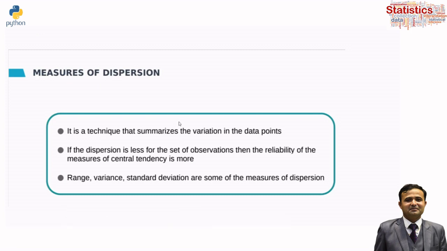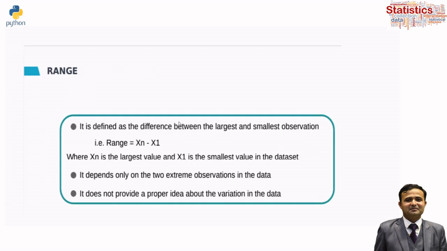So when the dispersion is less across the set of observations, the reliability of the measure is affected. Obviously, when there are many values less than the observation, it does not provide a proper idea about the variation in the data.